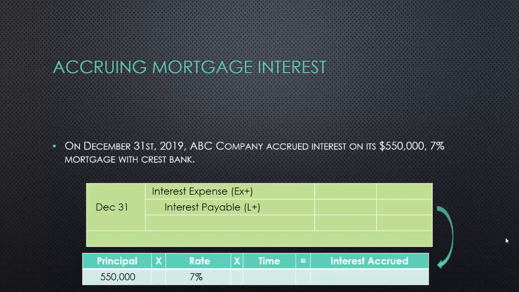Well, how much time has passed? We signed it December 1st. It's now December 31st. That's 1 out of 12. So 550 grand times 7% times 1 out of 12 means that we are going to accrue $3,208.33 worth of interest. I'm not a huge fan of pennies in journal entries, so let's just call it $3,208 rounded off. Debit to interest expense, credit to interest payable. We accrued interest on this note.